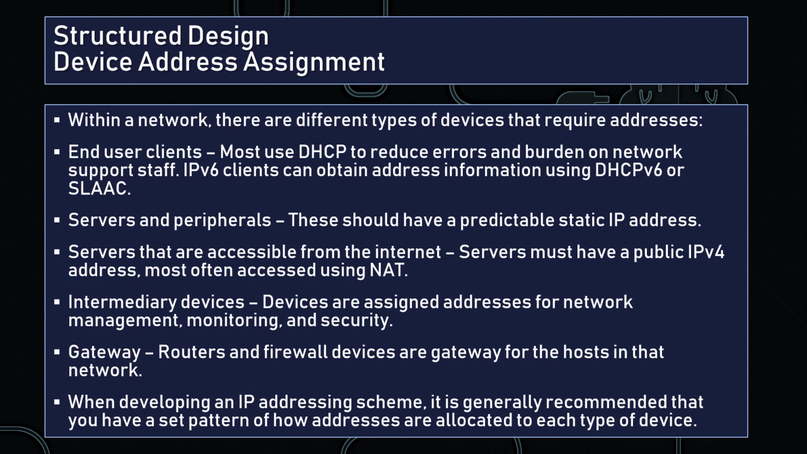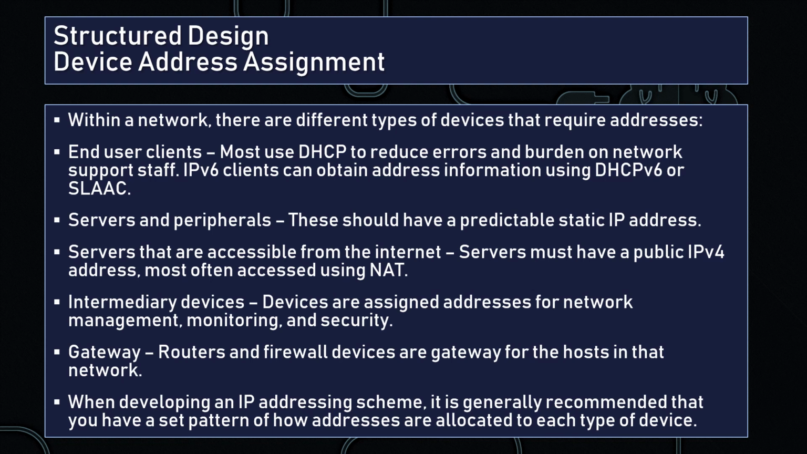Within a network, there are different types of devices that require addresses. End users, of course, are going to use DHCP to reduce errors and burden on support staff and provide automatic addressing. IPv6 can also use DHCPv6 or SLAAC. Servers and peripherals should have predictable static IPs. Servers accessible from the internet have to have a public IPv4 address and will often be accessed using NAT. Intermediary devices are assigned addresses for network management, monitoring, and security. And then the gateway would be your router and firewall devices for hosts within a network.